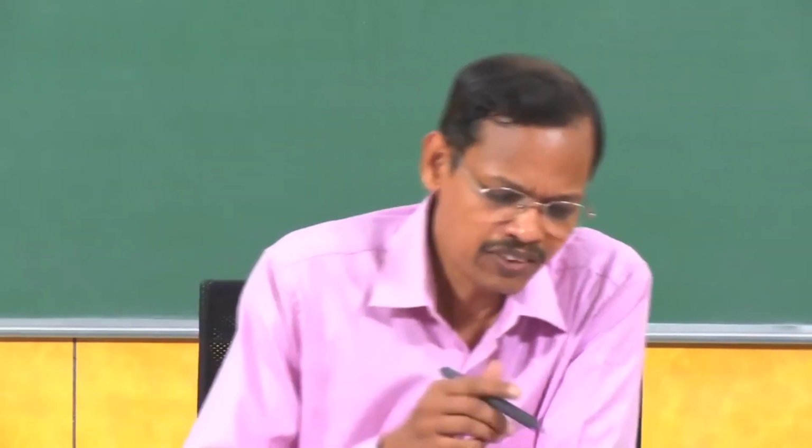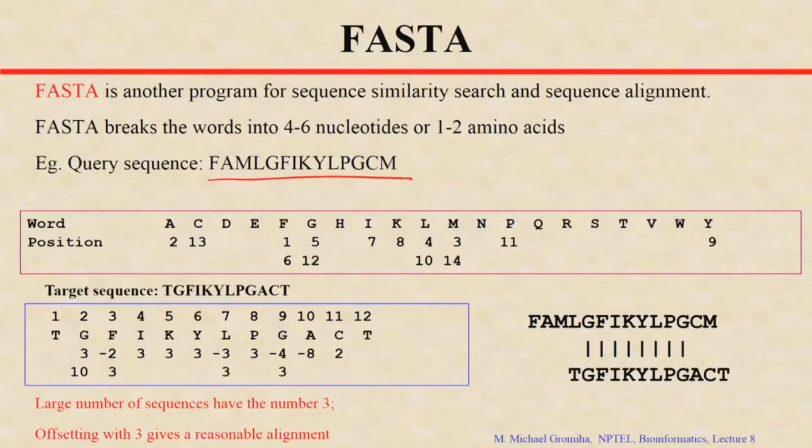FASTA is also another program. They also use it for sequence similarity and sequence alignment. Here it breaks the sequence into 4 to 6 nucleotides or 1 or 2 amino acids. If we have the query sequence FAM and so on, first they take this sequence and identify the positions. F is in position number 1, so they put F in position 1; the second one, A, is in position 2, so we put 2; then M is 3, so we put 3. Likewise, the query sequence is made into different positions, and you can see another F here at position number 6 also.